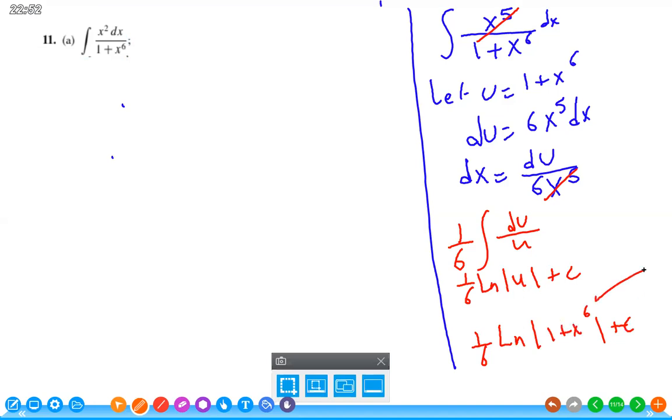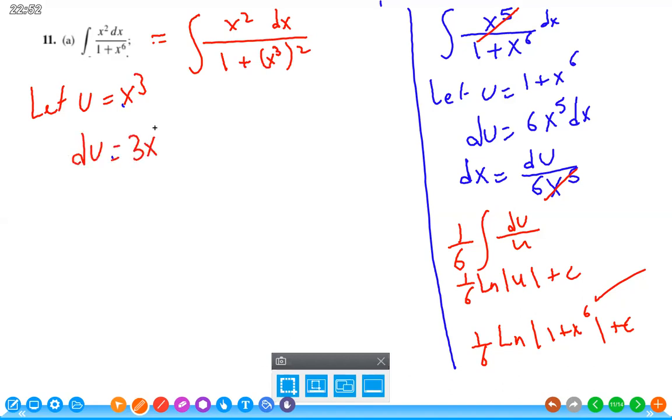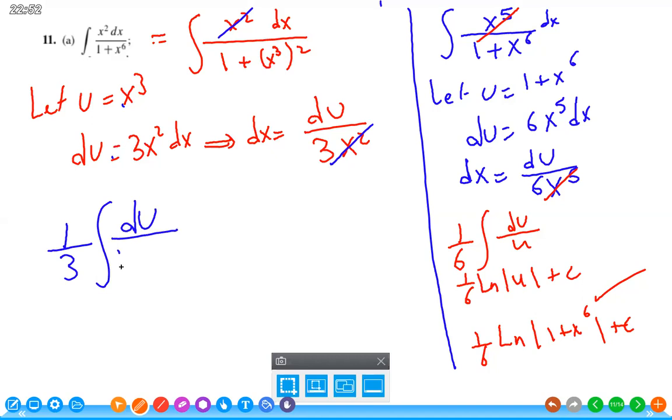Clear? But in number 11a, we cannot take u as 1 plus x power 6. We cannot cancel x squared. So here we need to rewrite. We can rewrite as x squared over 1 plus x cubed all squared. Now let u equal x cubed. The derivative is 3x squared dx, so dx equals du over 3x squared. We substitute dx by du over 3x squared. We can cancel x squared and put the coefficient 1 over 3 outside, du over 1 plus u squared. This represents formula number 1, the tangent inverse: 1 over 3 tangent inverse of u plus c.